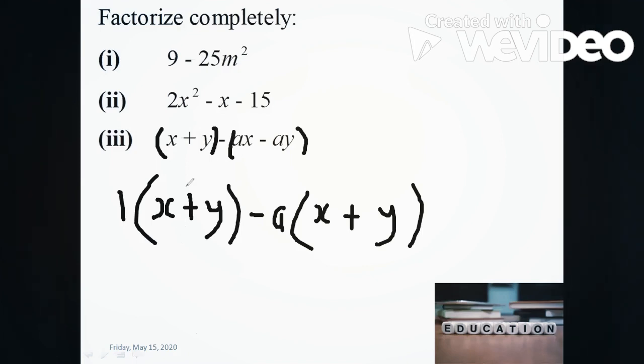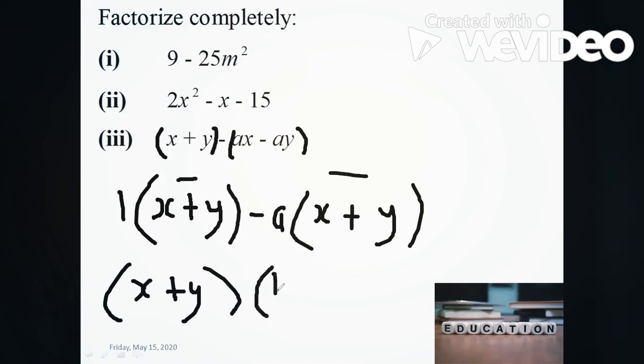And then, because these two are common, we just pull it out as a factor. And what remains is 1 subtract a, and that's our answer. Now remember, this is x plus y times 1 minus a, so don't put a plus there. All right, we're going to move on to the next question.